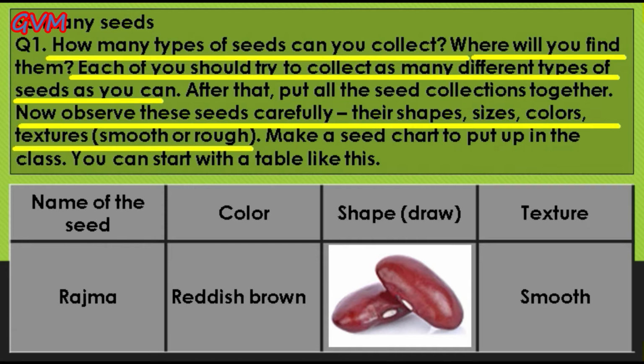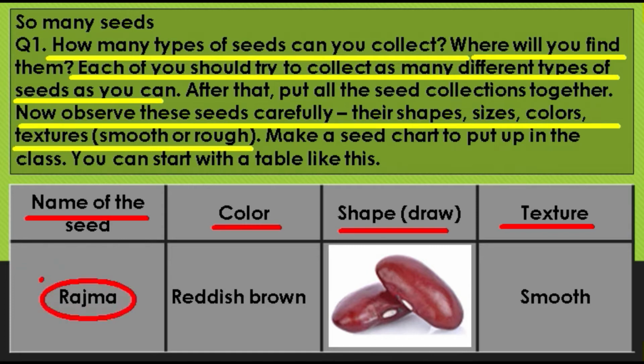First of all, you have to make 4 columns, and in column number 1 you have to write the heading name of the seed that you take as your observation. Then in the second column you write the heading color, then the heading shape, and lastly the heading texture. As an example, suppose you take Rajma seeds, then you write the name of the seed, Rajma, then you have to observe its color.